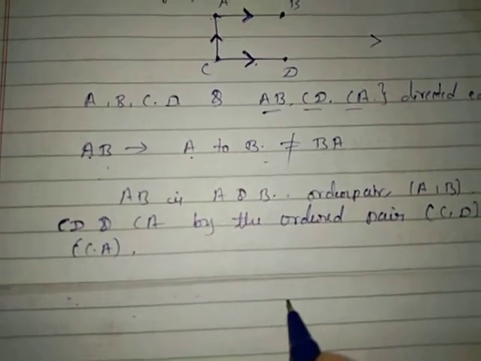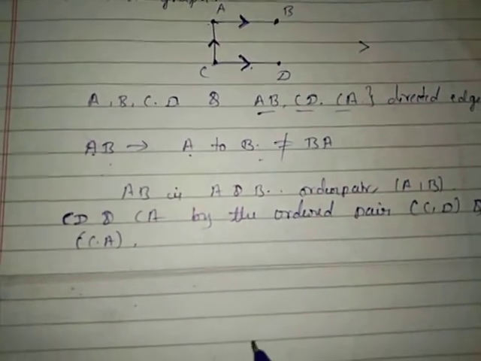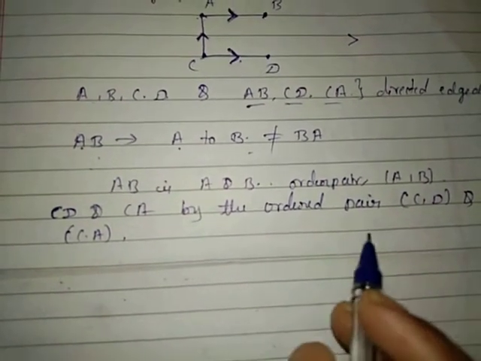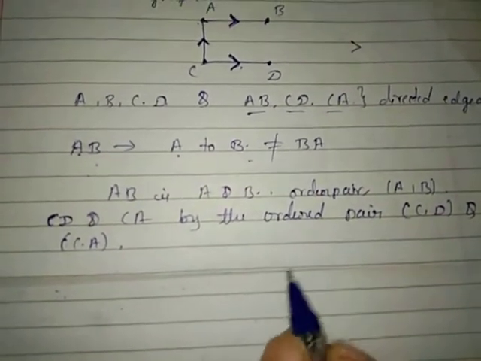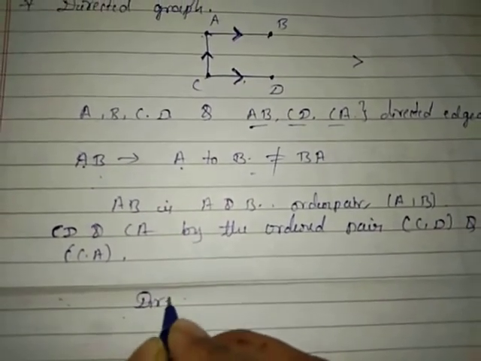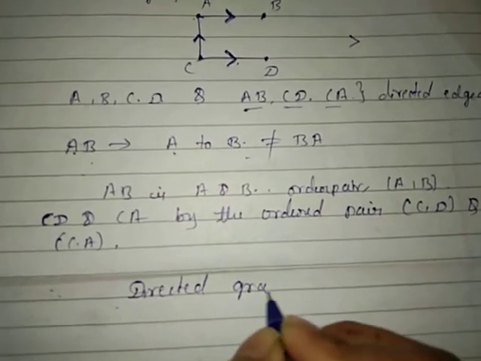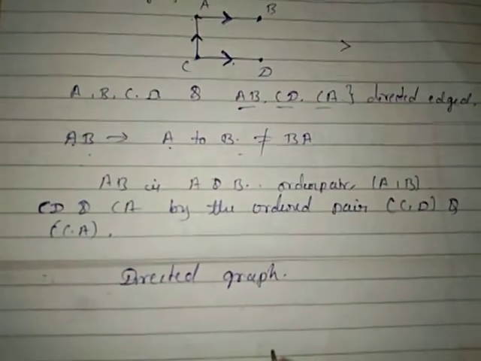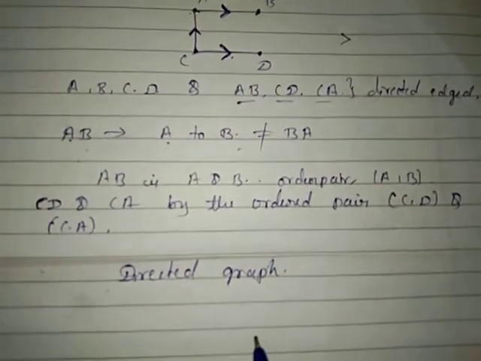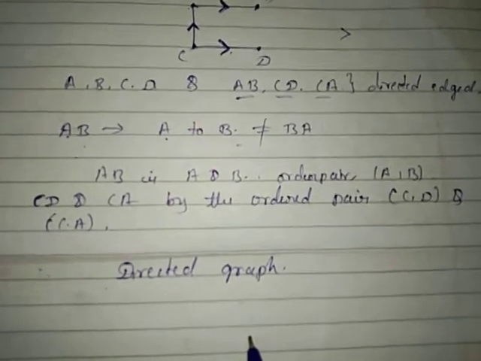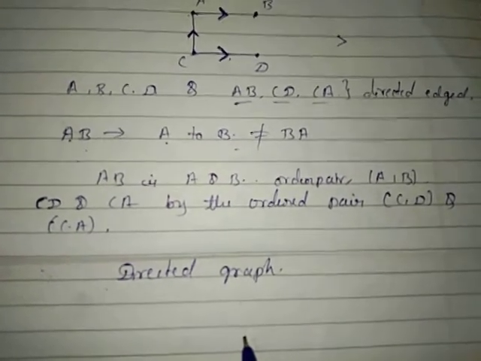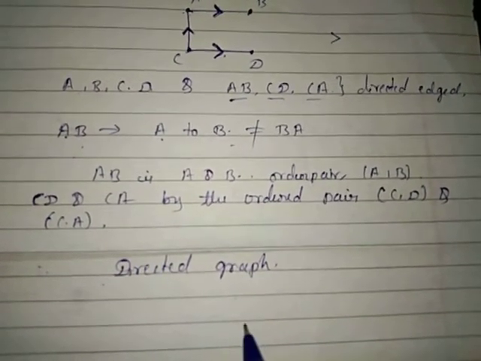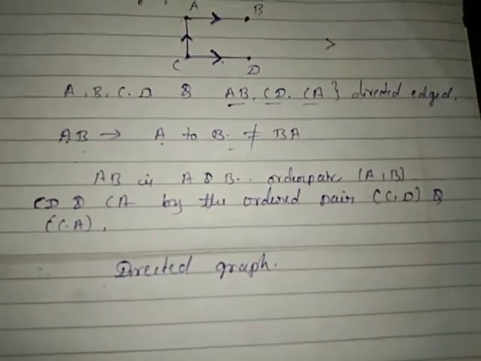The diagram, which consists of a non-empty set of vertices A, B, C, D, and the set of directed edges AB, CD and CA, such a diagram is called a directed graph. A directed graph means a non-empty set of vertices and a set of edges.